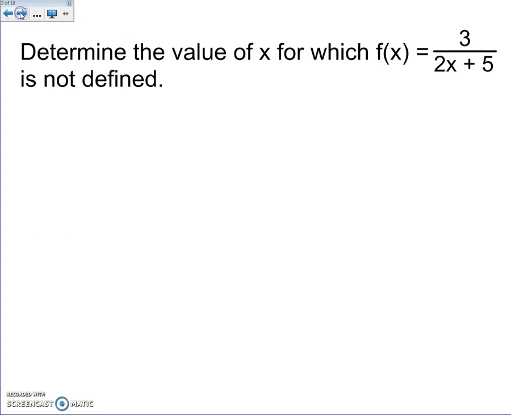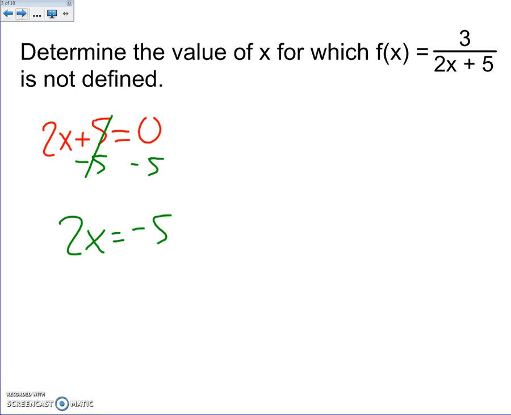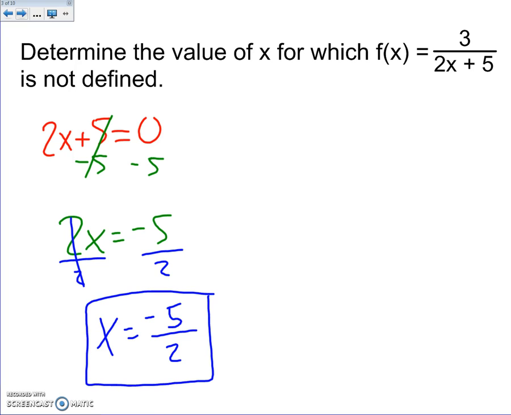So let's see. Find the values for which this is not defined. Well, again, I cannot have 0 on the bottom. I'm going to set the bottom part equal to 0. So this is a regular algebra problem. If I subtract 5 from both sides, 2x equals negative 5. Divide by 2. x equals negative 5 over 2. Now, we're going back to using fractions, no decimals. You could say negative 2.5 since it's exact, but no rounding. Alright, so that's where it's undefined.